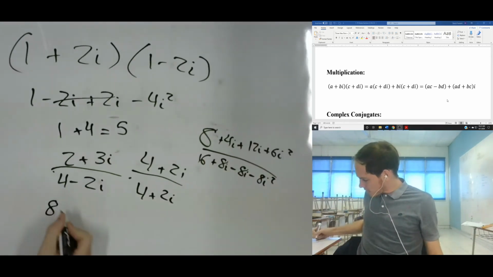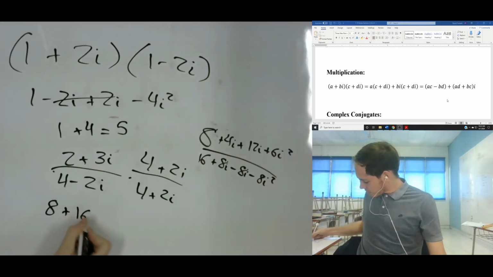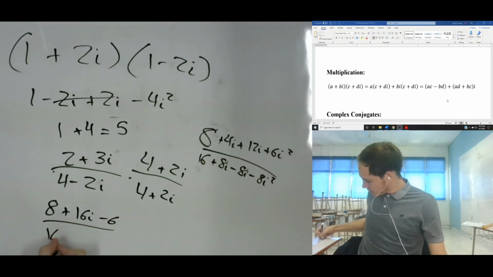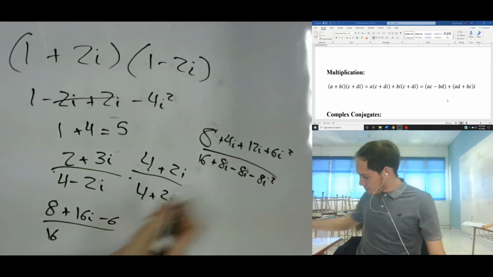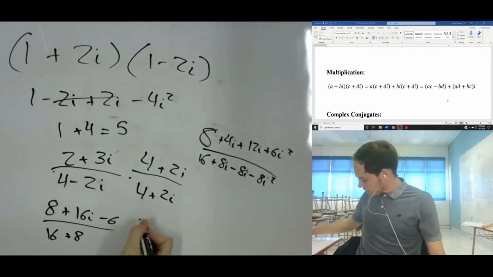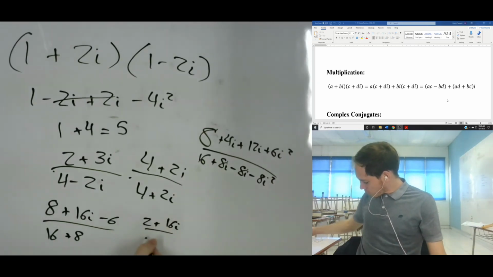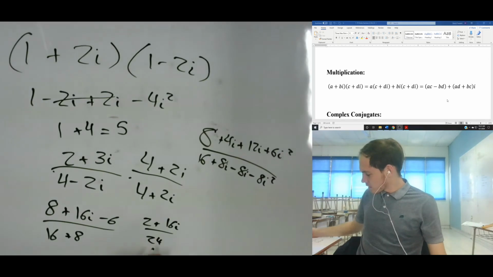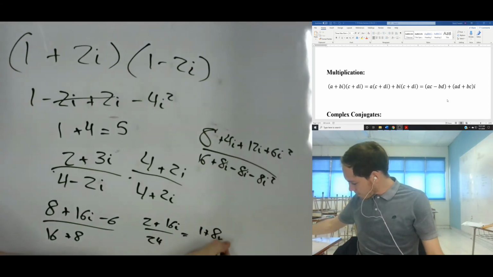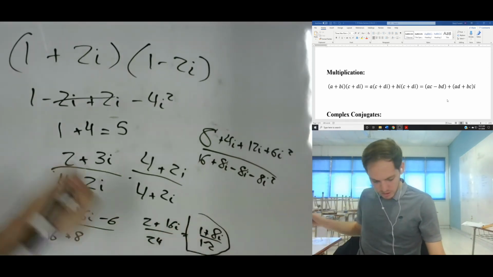So this will be 8 plus 4 plus 12 is 16, so 16i, and then minus 6. Bottom is this 16. The plus 8i minus 8i cancel, so you get plus 8. Combine like terms, you get 2 plus 16i over 24. Can you simplify this? Yes, you could divide by 2. So you get 1 plus 8i over 12. And that would be our answer.